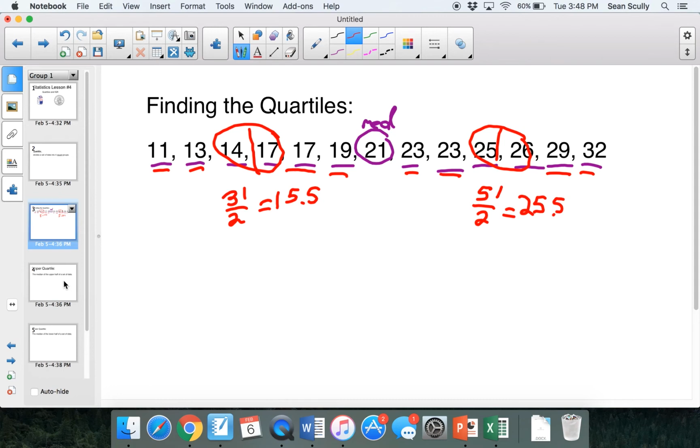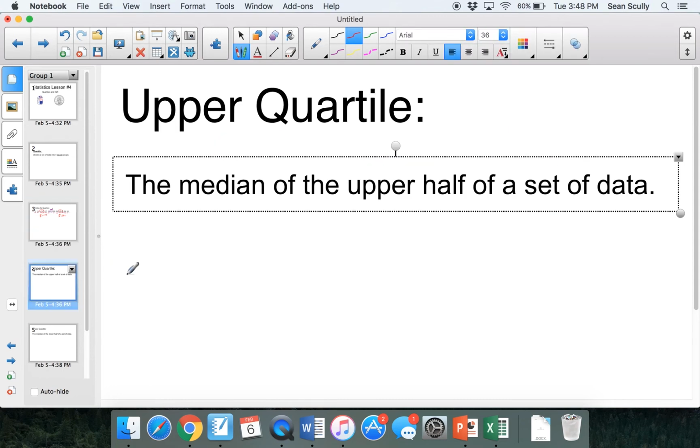So our definition for the quartiles. The upper quartile is going to be the median of the upper half of a set of data. We found the median, so it's split up into the upper half and the lower half. The median of the upper half is going to be the upper quartile.